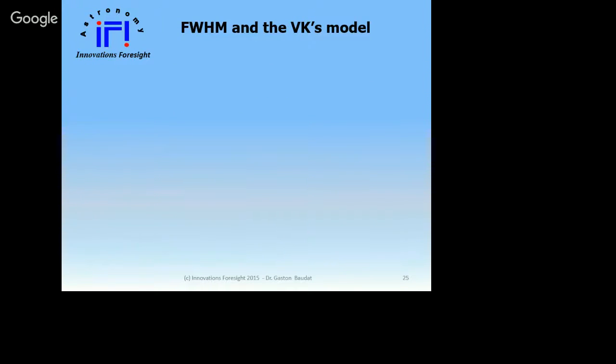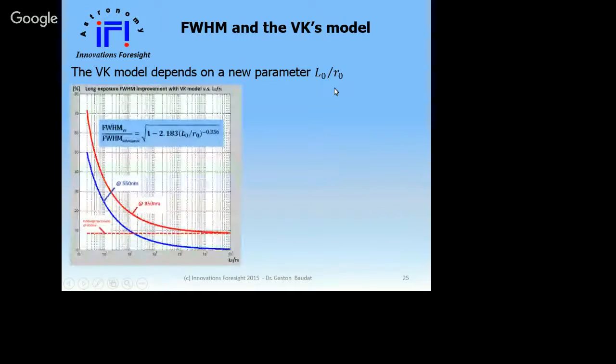So we can see what happens in terms of FWHM. The VK model depends on a new parameter, which is L0 over R0. So now there is a new parameter, which is a ratio between the outer scale, which could be a few meters sometimes, not infinite, and the R0. And here I have a plot showing the effect of the improvement on the FWHM with a VK model versus the standard Kolmogorov model. And that's as a function of the ratio between L0 and R0. In blue, you see this improvement.